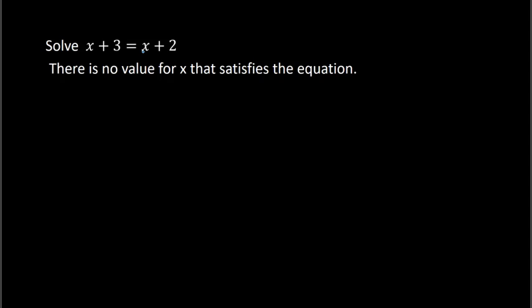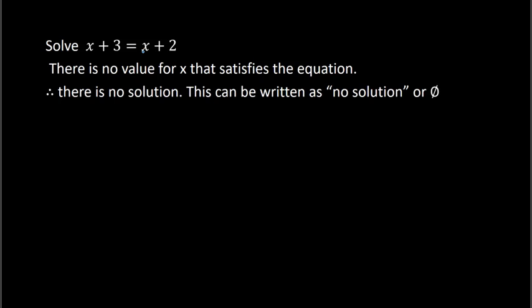So because of that, therefore, that's the symbol for therefore, there is no solution. And this can be written in words, stated that there is no solution, or you can use this symbol right here. It's like a 0 with a line through it. And this means no solution or empty set. All right, that concludes our lesson for today.